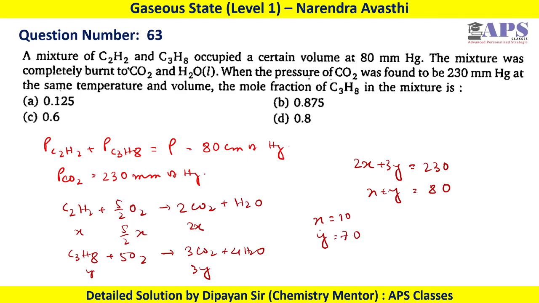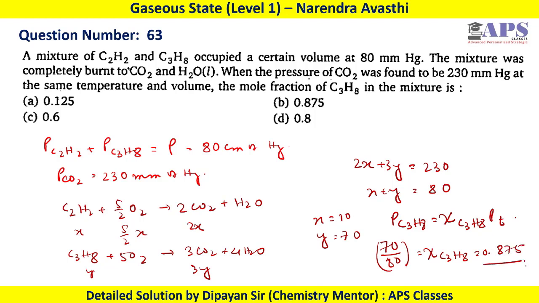Okay, now we have to calculate partial pressure of C3H8, that is mole fraction of C3H8 multiplied by total pressure. Okay, so mole fraction is nothing but 70/80. This is a mole fraction of C3H8, that is going to be 0.875. Okay, so option B will be the correct option.